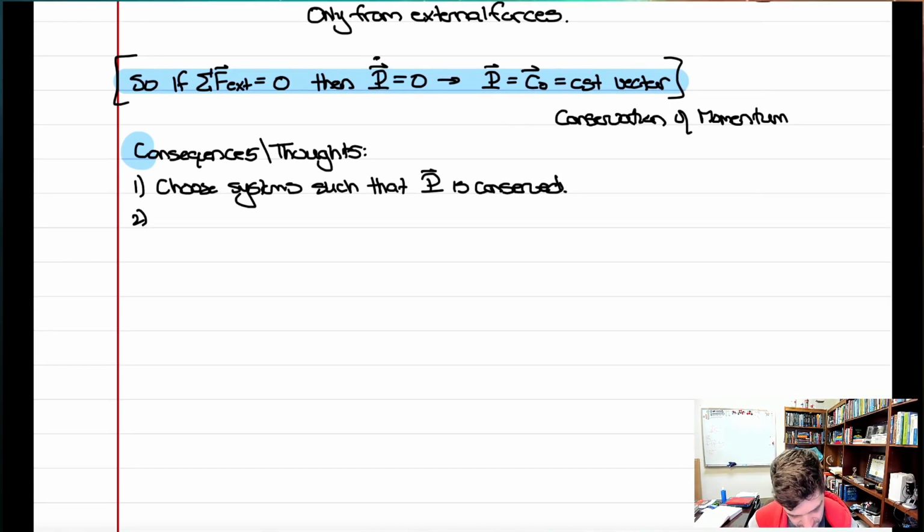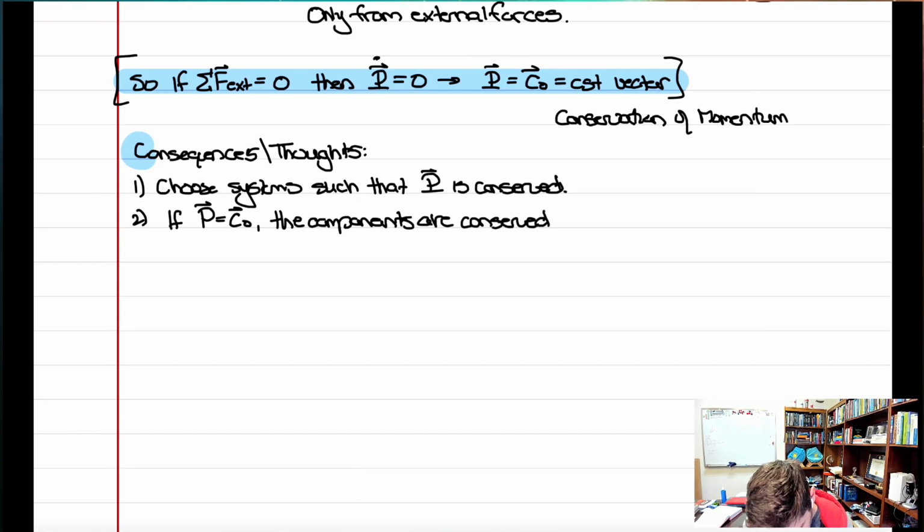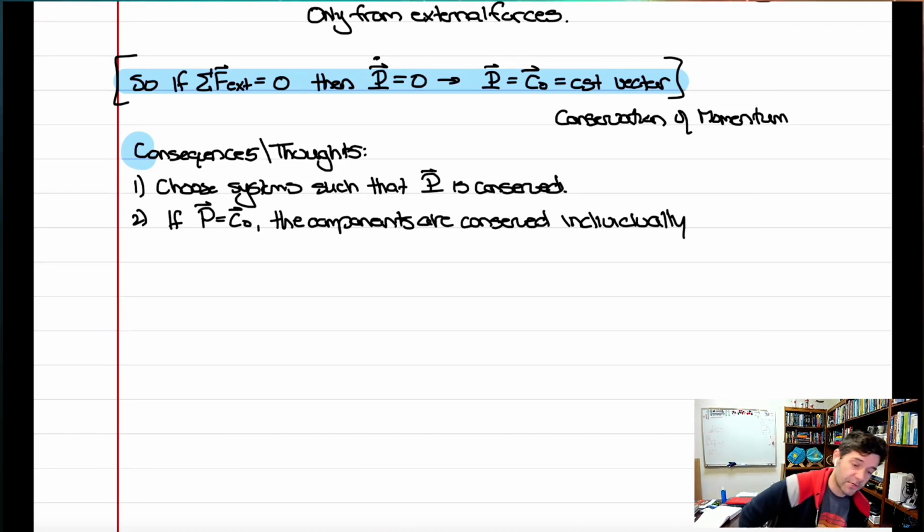But sometimes you can be clever about it, so let me give two related cases. If the momentum is conserved, so the momentum vector is a constant, then you can just think of Cartesian coordinates. What does that mean about the individual components? That also means the individual components are conserved individually. Or you can talk about the total x momentum can't be changing, the total y momentum can't be changing, total z momentum can't be changing. Even in arbitrary directions.